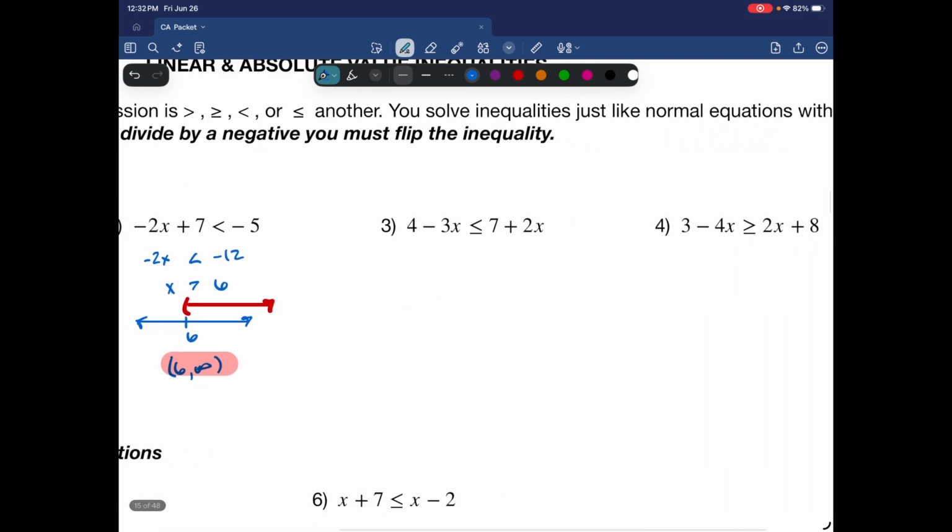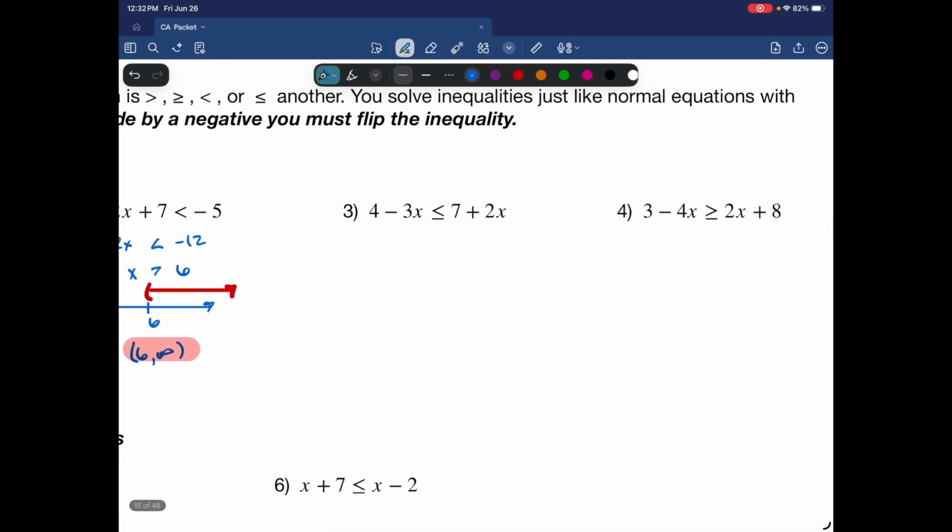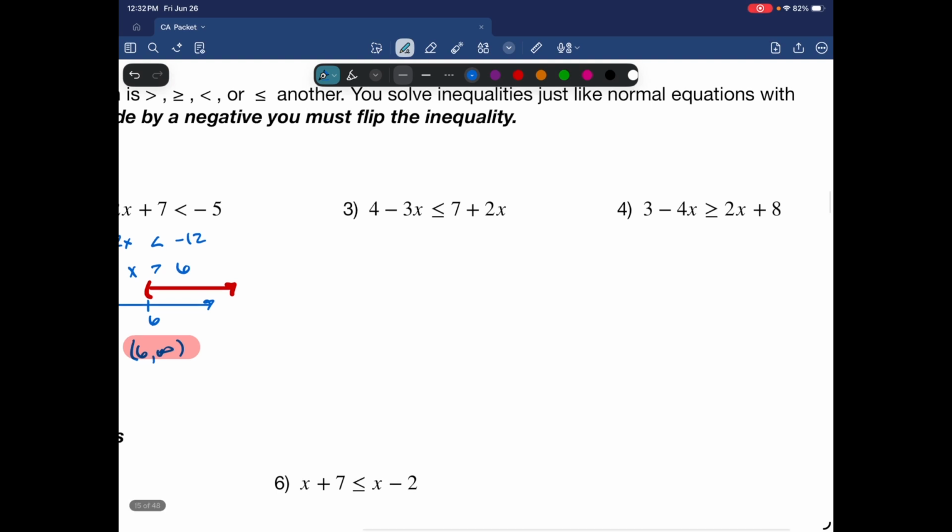All right, number 3, we have a less than or equal to this time, so there's a good chance we're going to have a bracket. Getting my x's on the same side is going to be negative 5x. So 4 minus 5x less than or equal to 7. Negative 5x less than or equal to 3. I'm dividing by negative 5, so x is greater than or equal to negative 3/5.